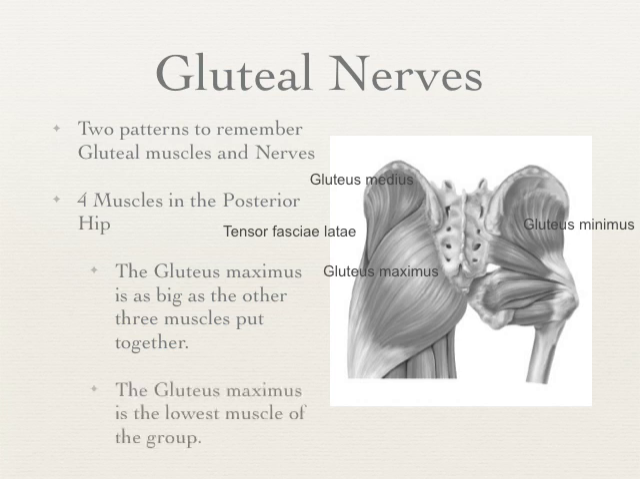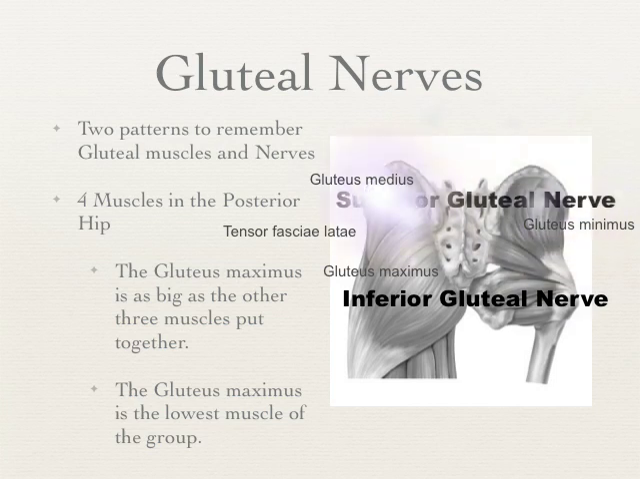Okay, good. The gluteus maximus is the lowest muscle of all four of these, right? And it gets its own nerve, right? So which nerve does the gluteus maximus muscle get? Right? The inferior gluteal nerve. And what nerve do the other three get to share? The superior gluteal nerve. Makes sense? See how that makes sense? You can reason that out and it works.